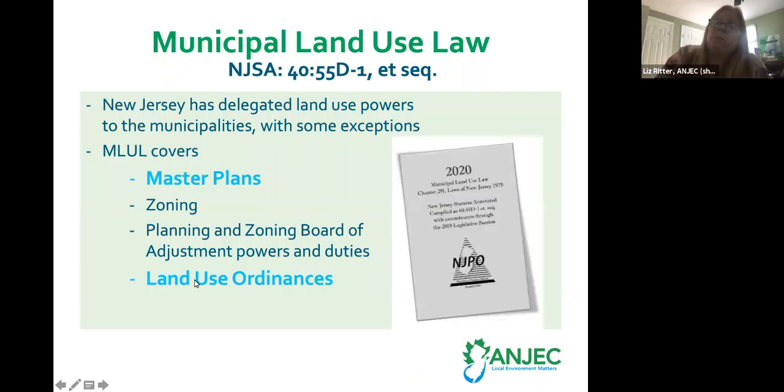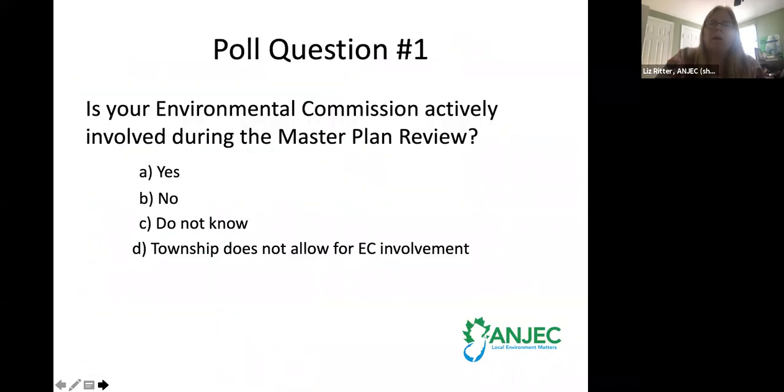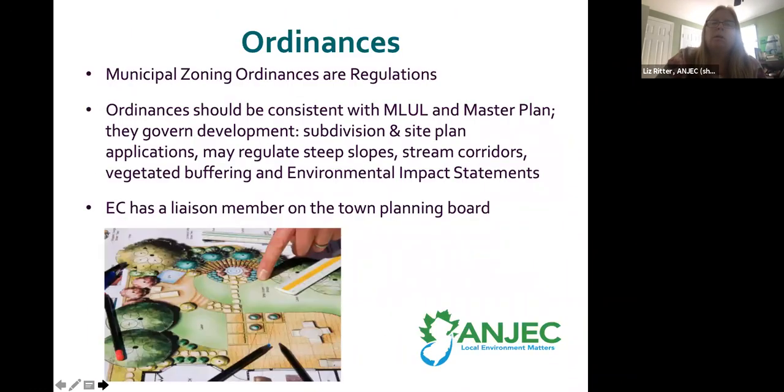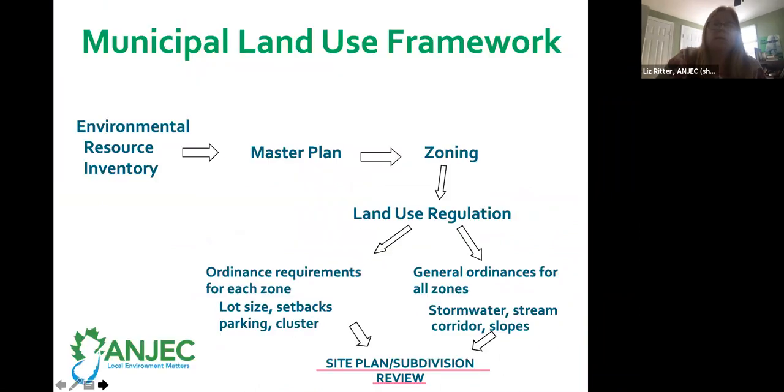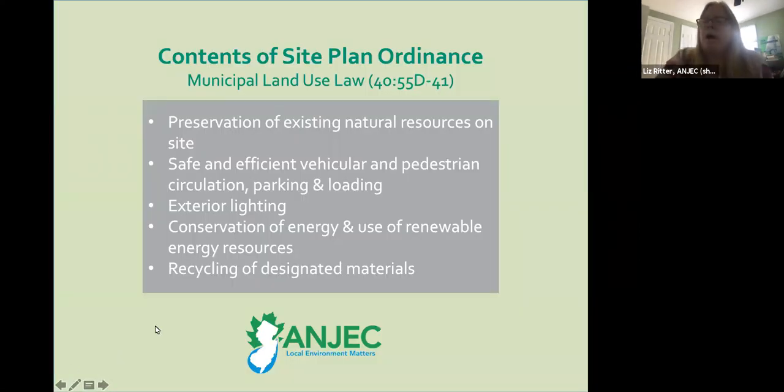As you know, the municipal land use law gives land use powers to the municipality with very few exceptions. Whoa, what do I have here? I'm sorry, I have some extra slides in here. Okay, so your town should have a site plan ordinance, and it's in the municipal land use law. It would show what kind of things are going to be required of every developer before they come forward to your planning board with their plans. You can review your site plan ordinance. You can ask your township clerk or look on your website. If you're not sure, you can always check with ANJEC and we might be able to help you find that. There are a number of things that would be included in that, some of which are listed here, but it can be a variety.